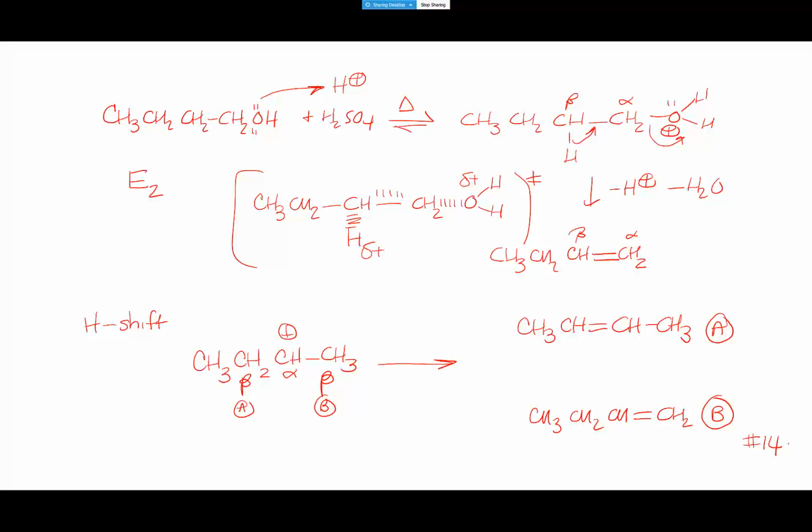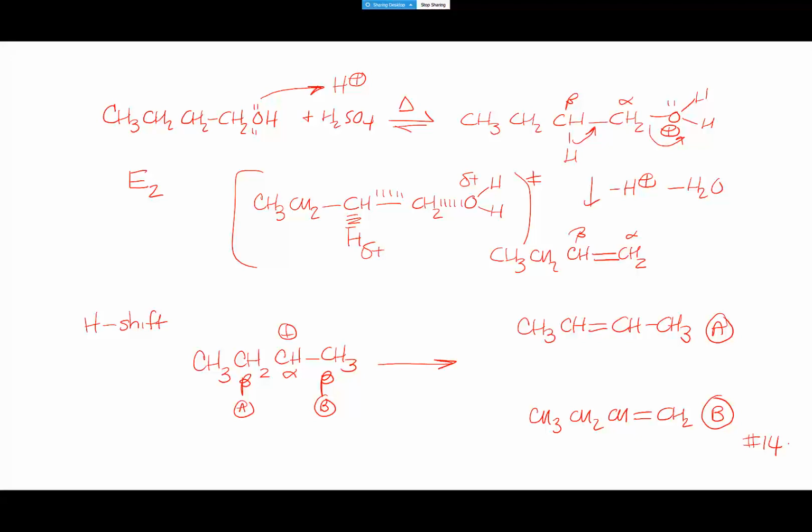And the question would be, what's the major product of the E2 reaction? But here's the thing. For these dehydration reactions, for it to go E2, that means the OH has to be attached to what kind of carbon? Primary, secondary, or tertiary? Primary. Right? It's got to be a primary carbon. Why? Because to be E2, it means you can't have a carbocation intermediate.